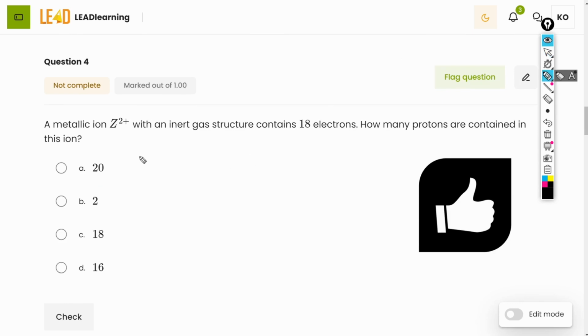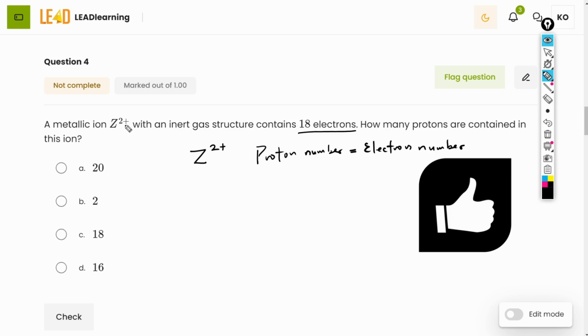Question 4. A metallic ion Z2+ with an inert gas structure contains 18 electrons. How many protons are contained in this ion? Now, let us start by establishing the fact that in a neutral atom, the proton number is always equal to the electron number. That explains why an atom is electrically neutral.